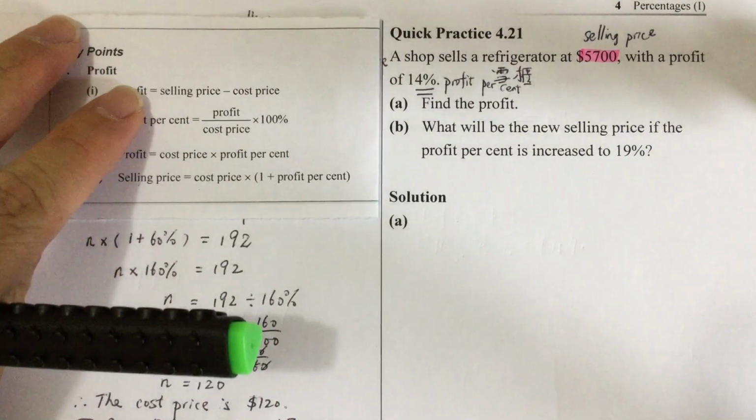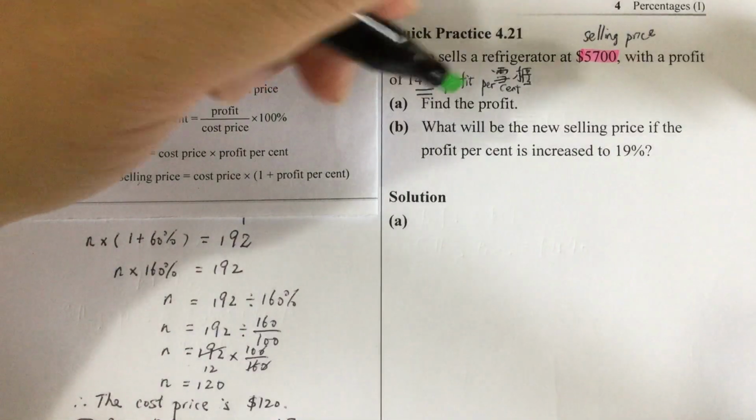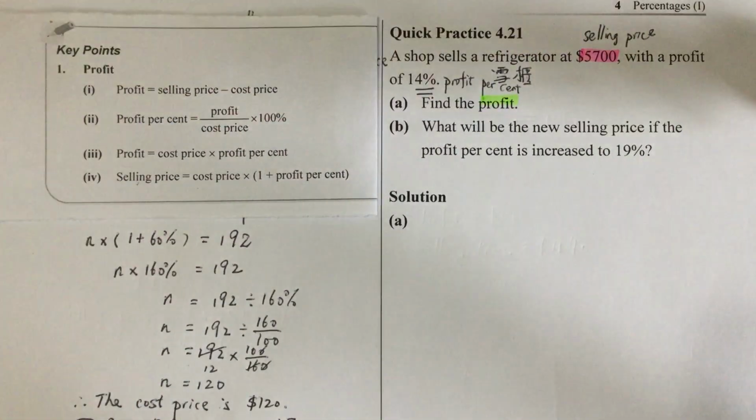This time, once again, you must find the cost first, and then find out the profit. Now I will give you 30 seconds to answer this question.